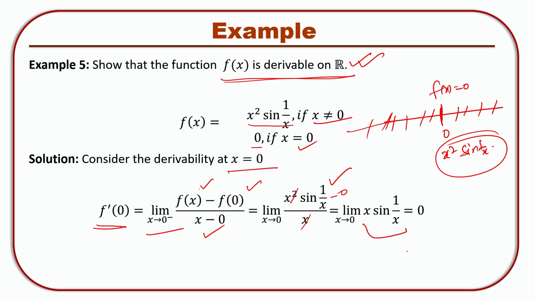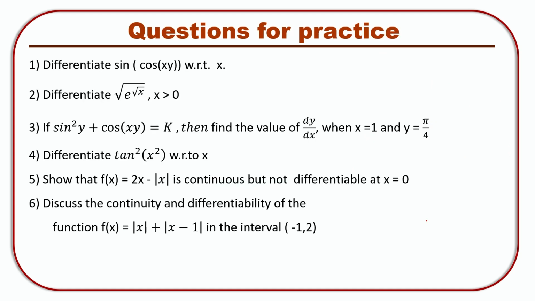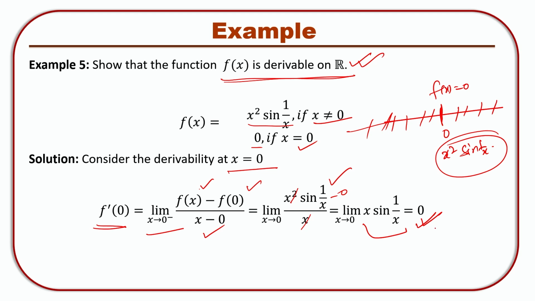And in the previous lecture, we have seen that the limit as x tends to 0 of x sine 1 by x is nothing but 0. So it is a finite quantity, and hence, if it is a finite quantity, it is derivable as well. So the function f of x is derivable at x equal to 0, and hence it is derivable on every point of R.